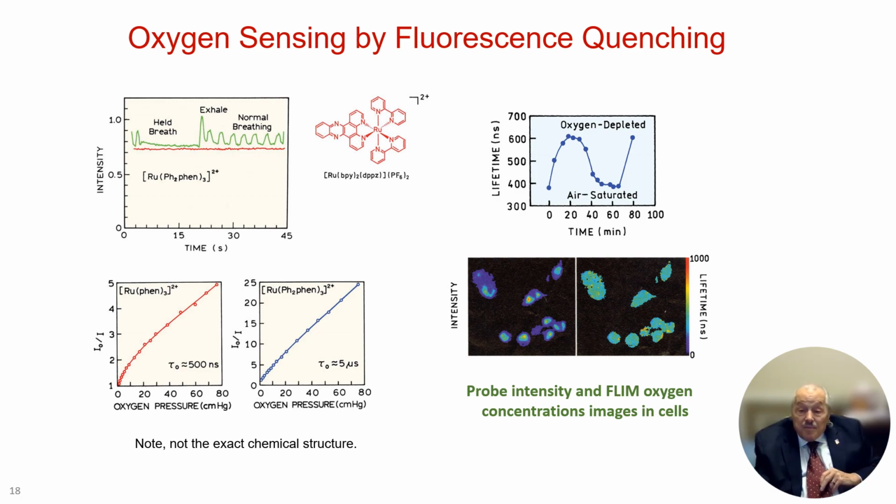Another thing you can do is to image the oxygen concentrations in cells. I was encouraged to do this experiment, although I don't think this was my experiment. But I never expected there would be an oxygen concentration gradient in cells. And as you can see here, there are some differences in the probe concentration at different locations of the cells. But the FLIM image, which is the lifetime image, which is really the oxygen concentration image, is homogeneous across the cell.